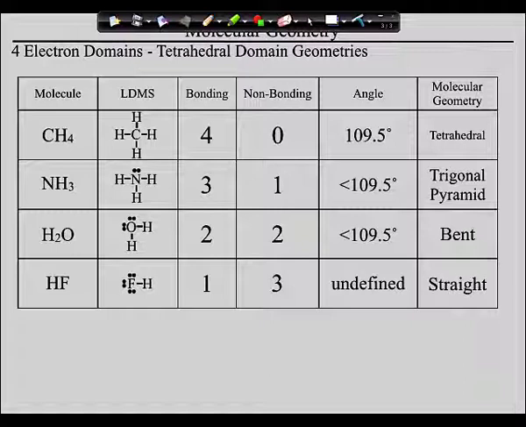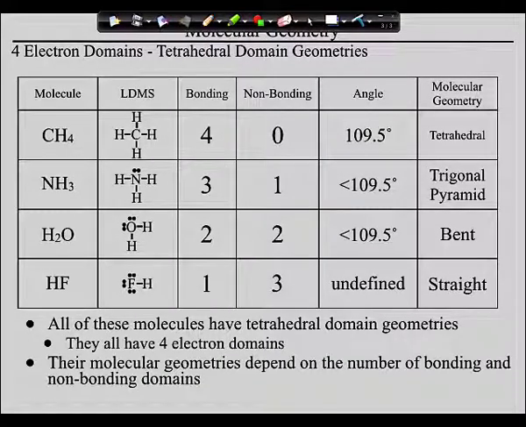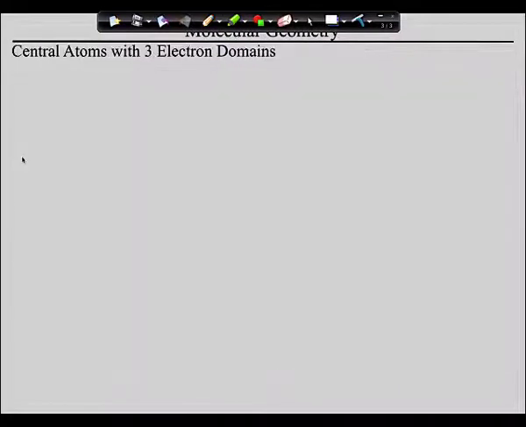You good? All right. So guys, please don't try to write down what I'm about to share with you. But in summary, here is what you just learned. What do all these molecules have in common? They all have tetrahedral domain geometries. And you've got to be able to identify that. All of these have 4 domains. So their domain geometry is tetrahedral. Then their molecular geometries, which are the tetrahedral, trigonal pyramid, bent, and straight, depend on how many of those domains are bonding and how many of them are not bonding. You get the idea? Okay, let's go 3 domains.